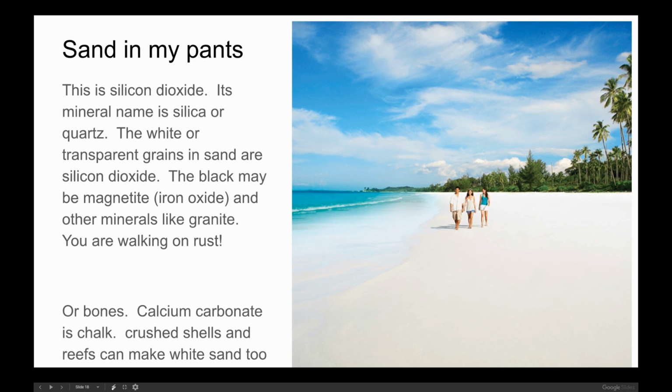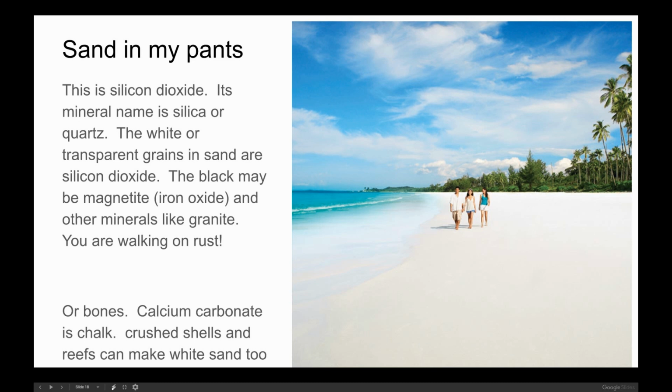And that's the white grains in sand. When you go to a beach, it's silicon dioxide. So that's what I mean. Chemistry is a beach. Now, the little dark particles, you can watch my video on magnetite, iron oxide. There's granite parts and probably like human body parts from a long time ago.